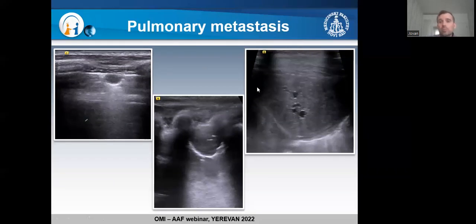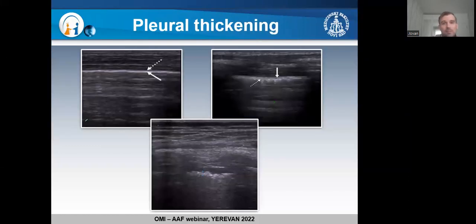Also, you can see pulmonary metastases. They always have this round edge. So those 2 are metastases from Wilms tumor. And the thing is that when you see such a small rounded hypoechogenic subpleural area, you have to think about metastasis, but we also saw exactly the same images in patients with pulmonary thromboembolism. So you have to be careful with that.